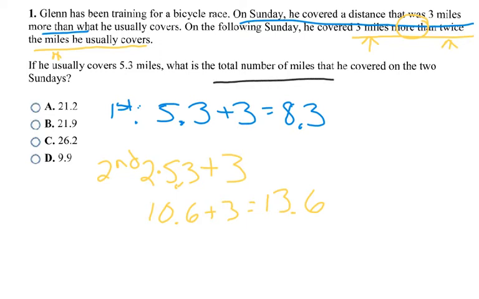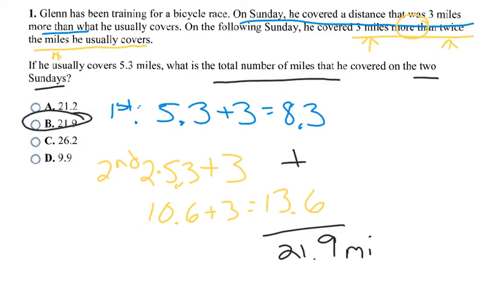So then just to find the total number of miles on the 2 Sundays, I'm going to have to add those two numbers. And 8.3 plus 13.6 is 21.9 miles. And that's going to be my final answer, which is B.